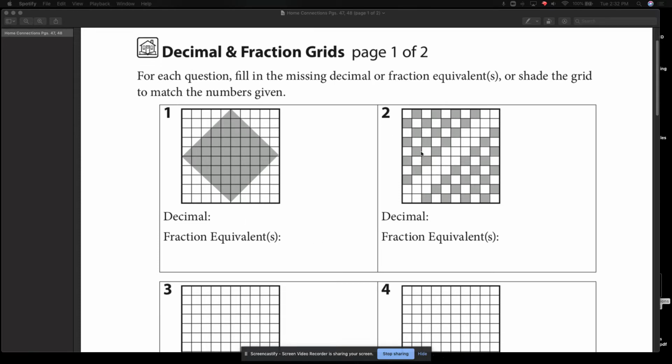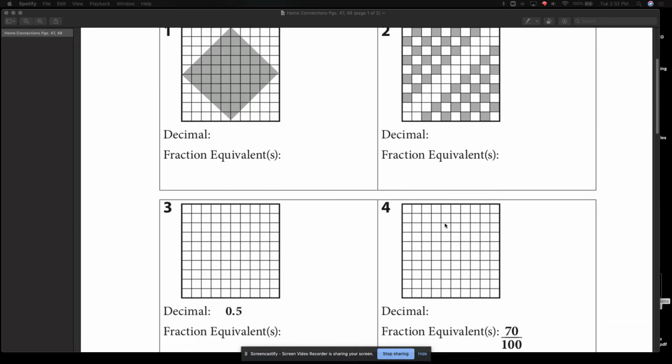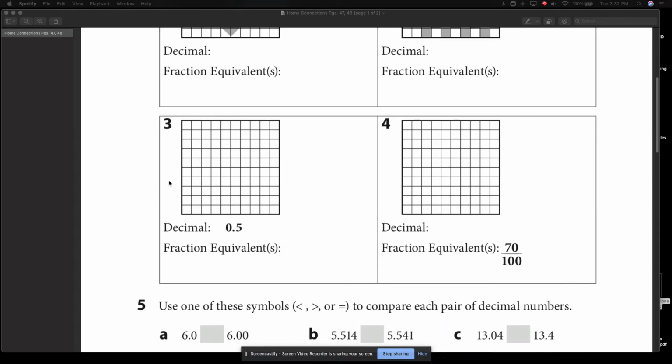Number two is a little more straightforward. Count the shaded areas, write the decimal and the fraction equivalent. And then for number 3 and 4, they would like you to shade in your own. 5/10, and then write the fraction equivalent. And the fraction equivalent is 70/100ths for number 4. I want you to shade in the appropriate boxes for that, and then write the decimal equivalent for that.